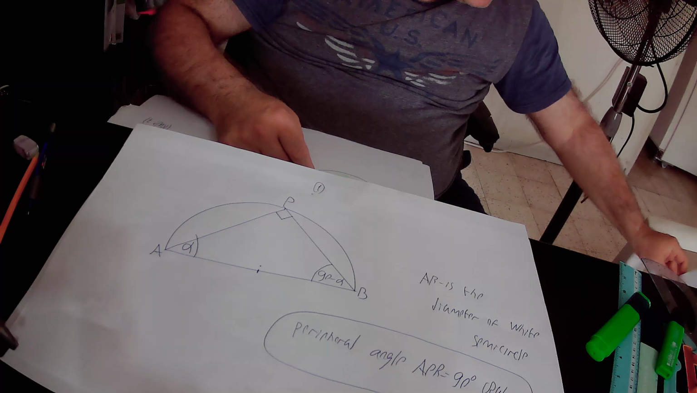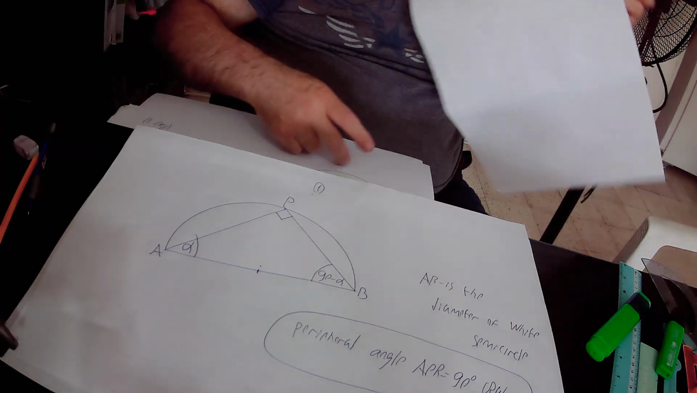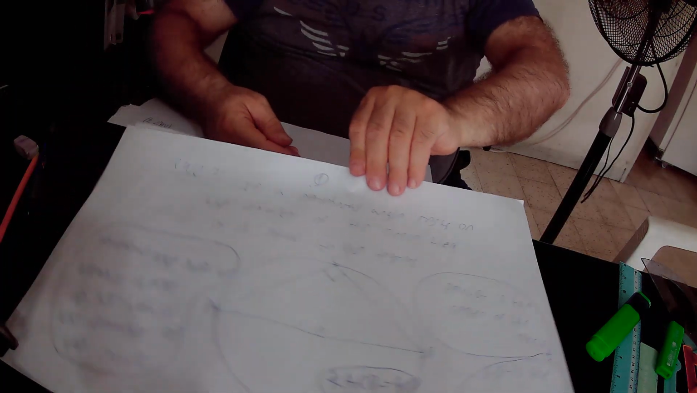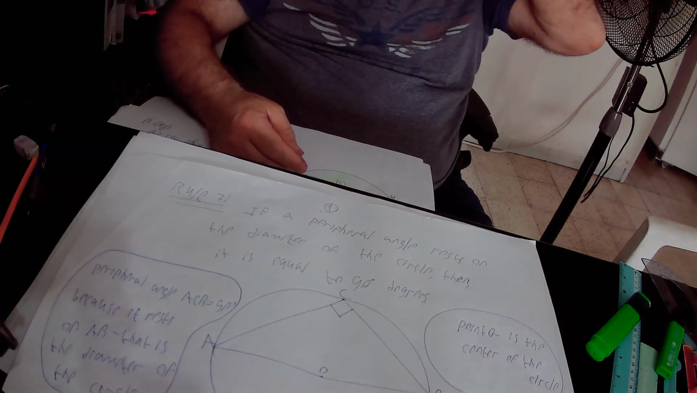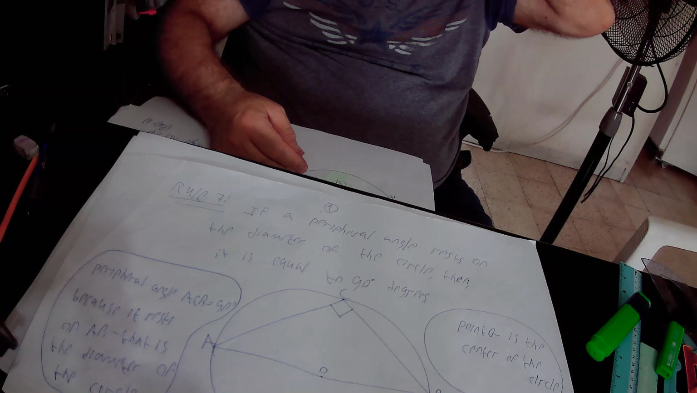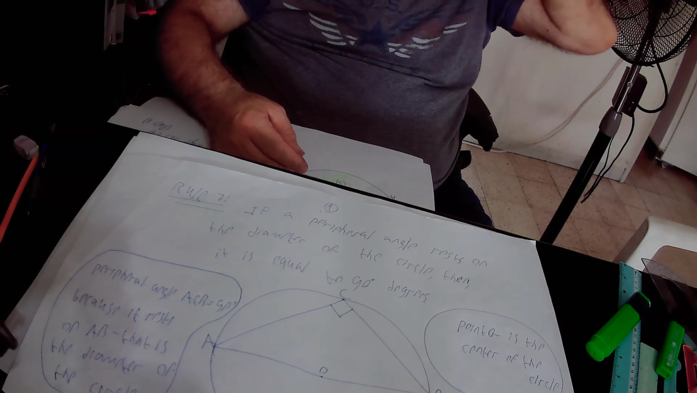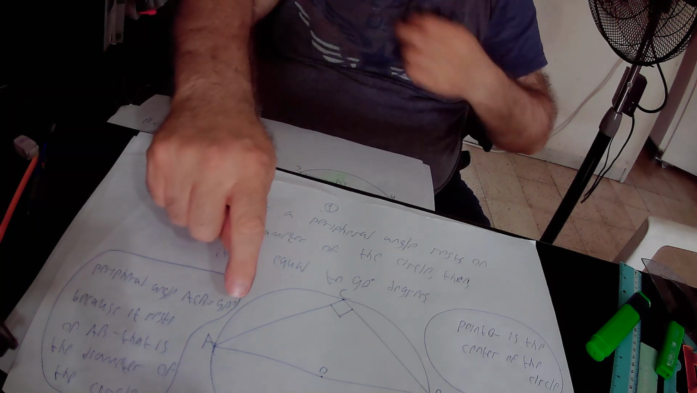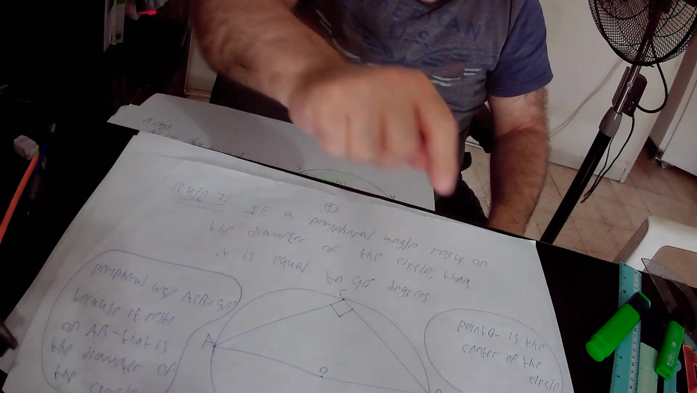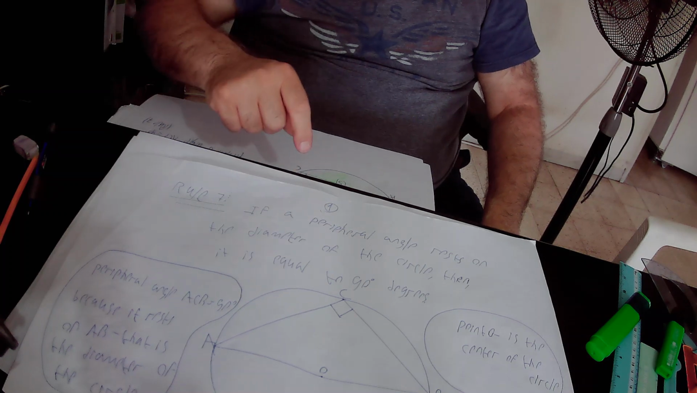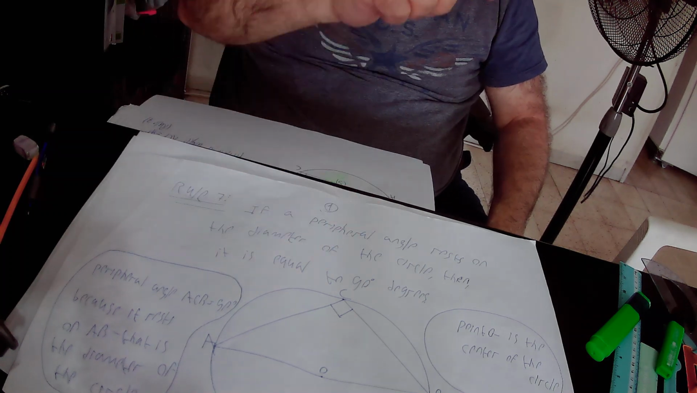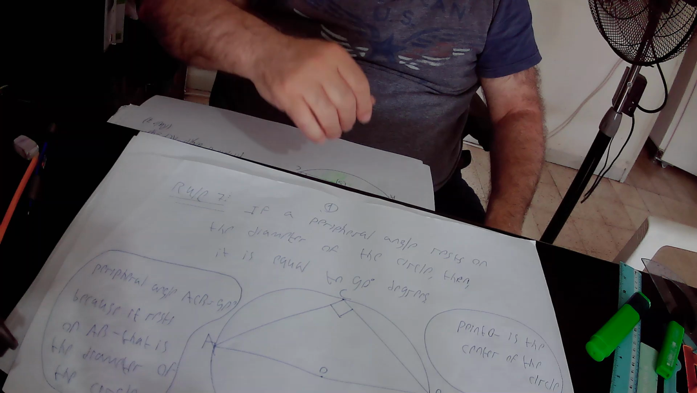And therefore, you can implement rule 7. According to rule 7, if a peripheral angle is subtended on the diameter of the circle, it equals 90 degrees. So here we have peripheral angle ACB, and it is subtended on AB, that is the diameter of this circle. Therefore, this peripheral angle ACB equals 90 degrees according to rule 7.